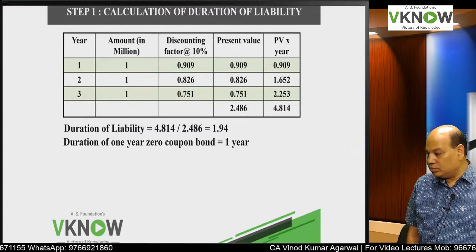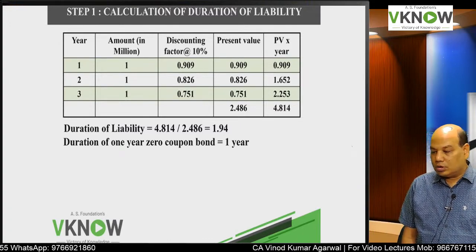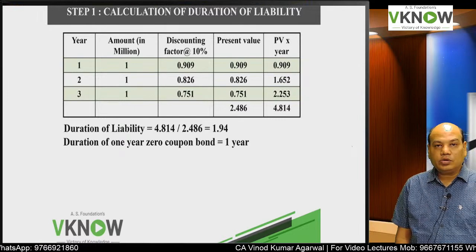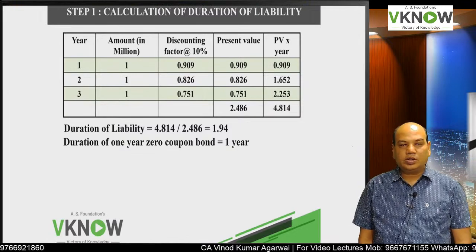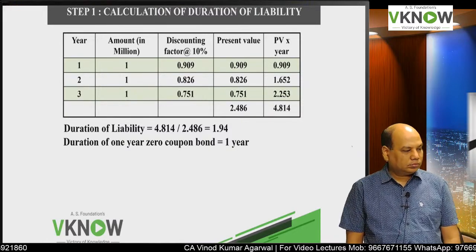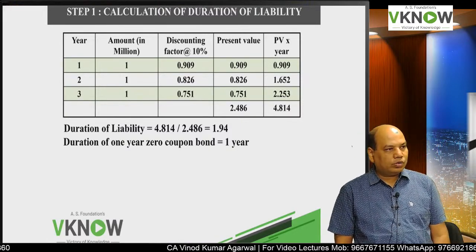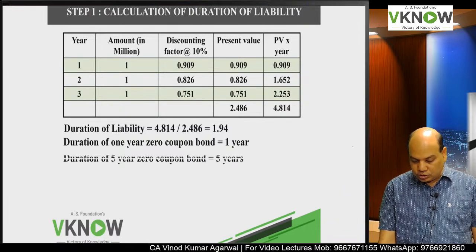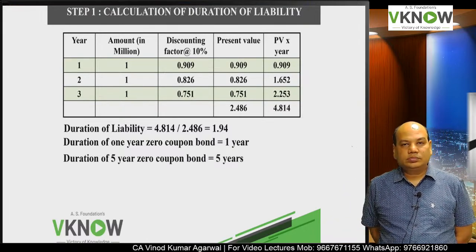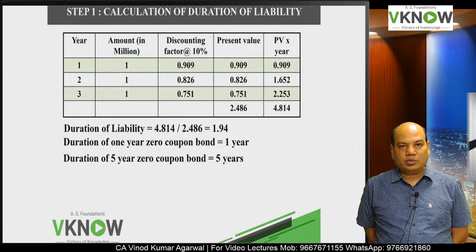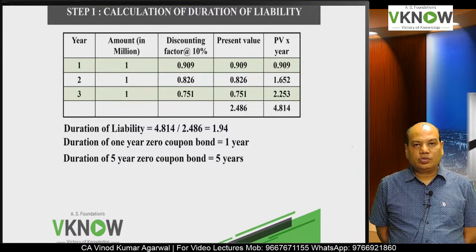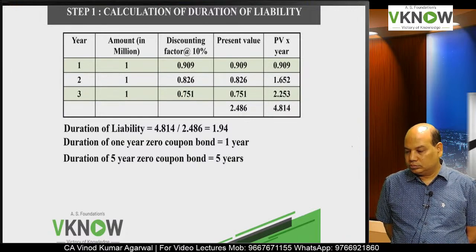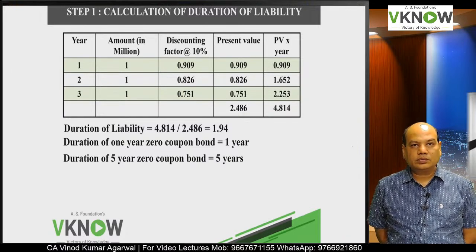Then write down below: duration of a 1 year zero coupon bond is equal to 1 year. Duration of a 5 year zero coupon bond is equal to 5 years.